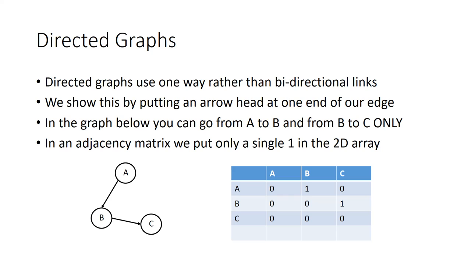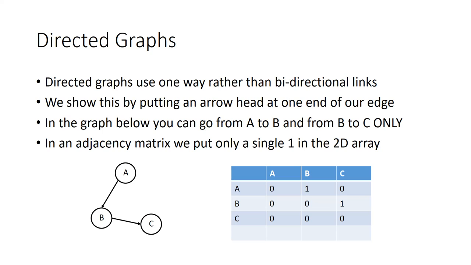And we show this by putting an arrowhead at one end of our edge. In the graph below, you can go from A to B, and you'll notice that there's a little arrowhead by the B. So we go from A to B. You can also go from B to C. Note the little arrowhead near the C only. You can't go from B to A. You can't go from C to B. You just go in the direction of the arrow.